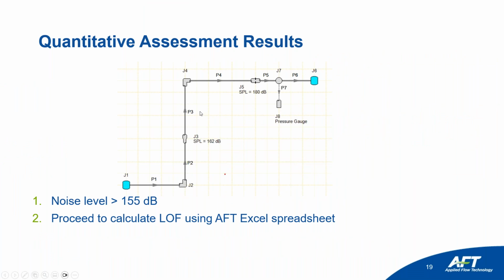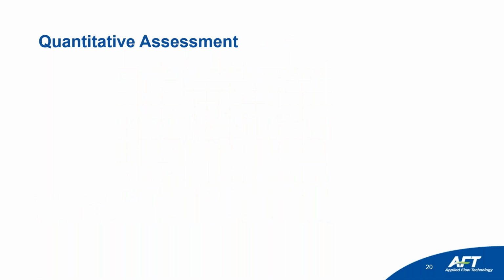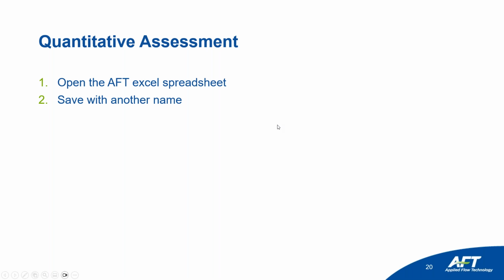So, as I said, we proceed to calculate the LOF using the AFT Excel spreadsheet. Quantity assessment now. We open the AFT Excel spreadsheet and save it with another name. We want to save the AFT Excel spreadsheet that you received, so if you make a mistake, you want to be able to go back to it. So save it with another name in order to protect the original one.